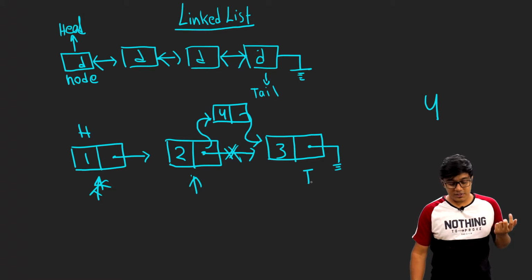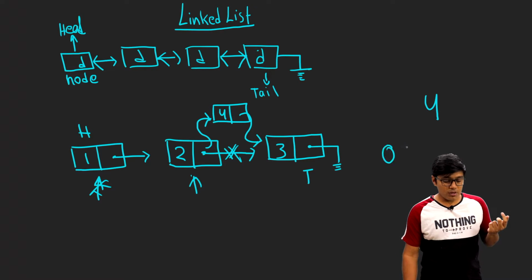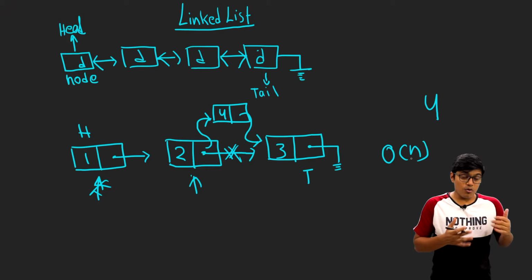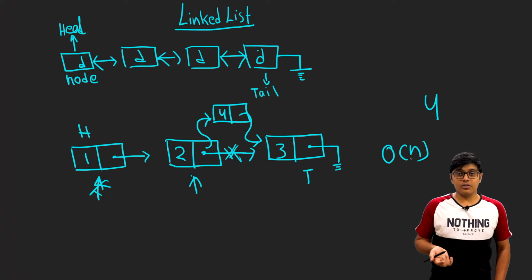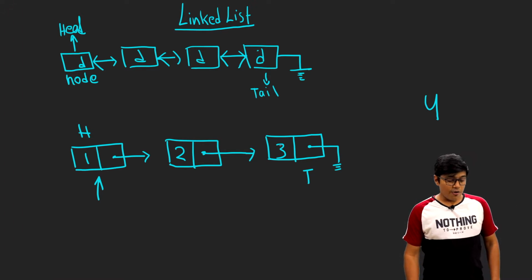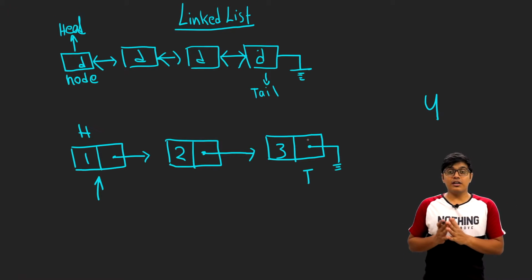And the time complexity here will also be big O of n, because in the worst case you have to go to the last. Now we'll see deleting from a linked list. Suppose you want to delete value 3 here, that is, delete last.